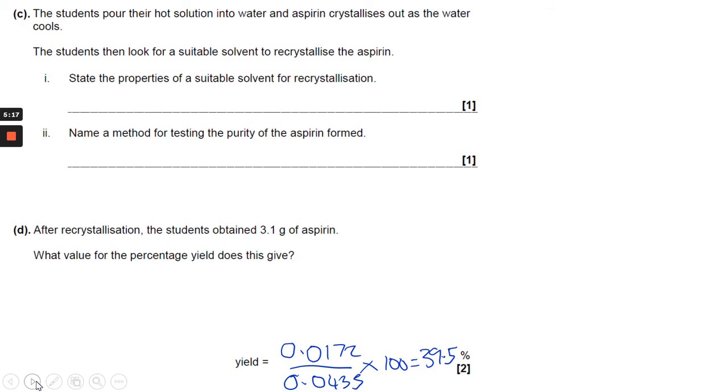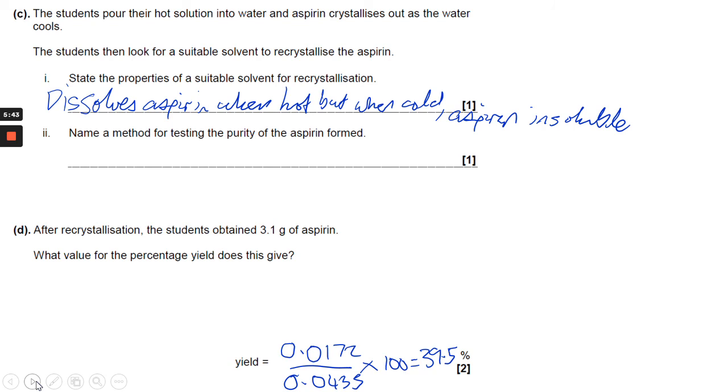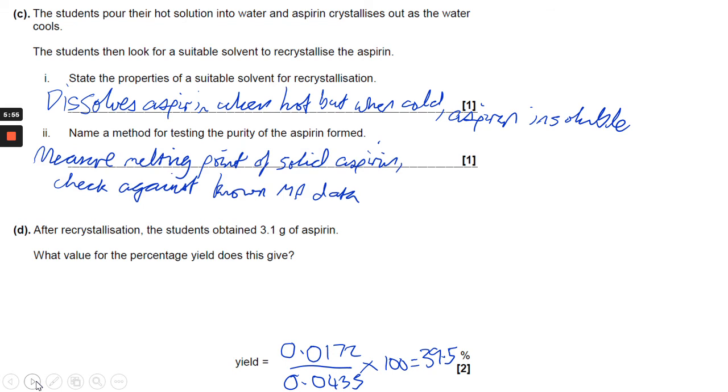So the final part of the question says the students pour their hot solution into water and aspirin crystallizes out as the water cools. That tells you, first of all, that aspirin is a solid, and then you need to think about the suitable properties of a solvent for recrystallization. If the aspirin crystallizes out as the water cools, it's not soluble when cold, but if it's still in solution when it's hot, it dissolves in hot solvent, and when the solvent is cold, the aspirin is insoluble. Now, because aspirin is a solid, the way you test for the purity of a solid is to measure its melting point and then check that melting point against known data for that particular solid.